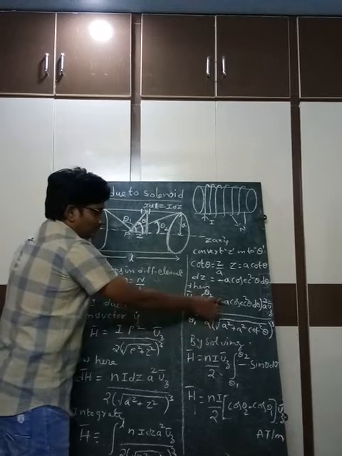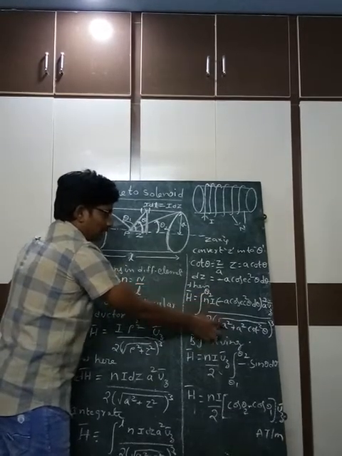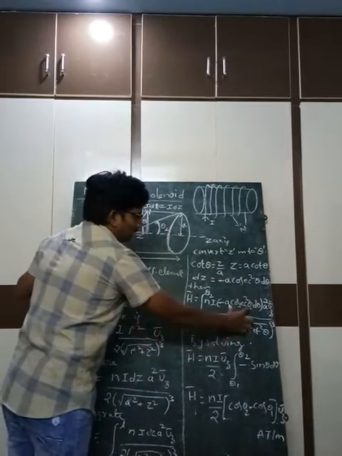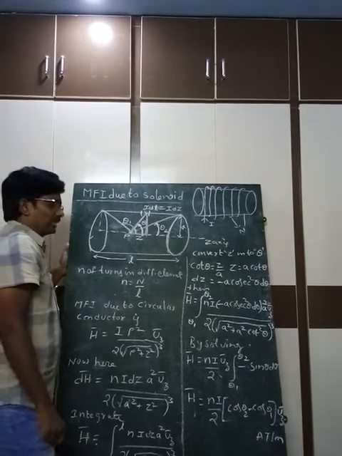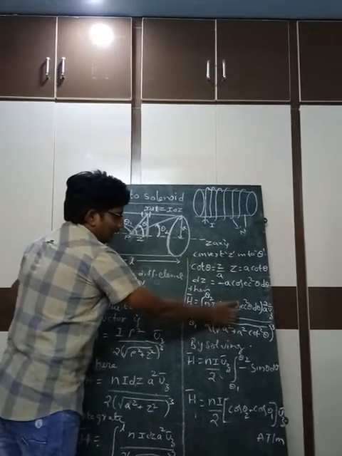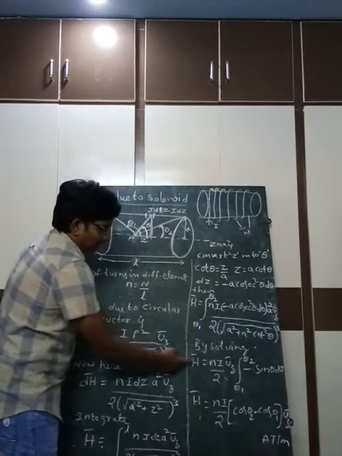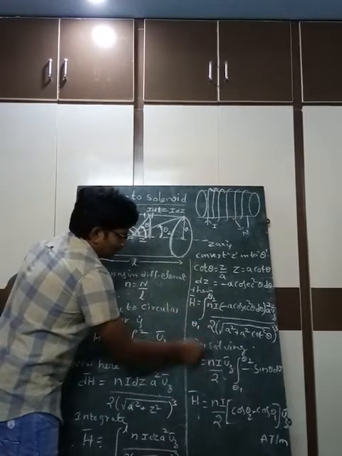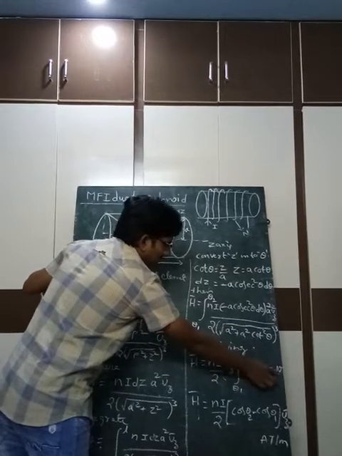So this a cube and this a cube are common in both numerator and denominator, so those two cancel with each other. In the numerator we have cosecant square theta and in the denominator we have cosecant cube theta, so we get 1 by cosecant theta. And 1 by cosecant theta means sin theta. So by solving this equation we get H bar is equal to n I by 2 into uz bar integral of minus sin theta d theta.